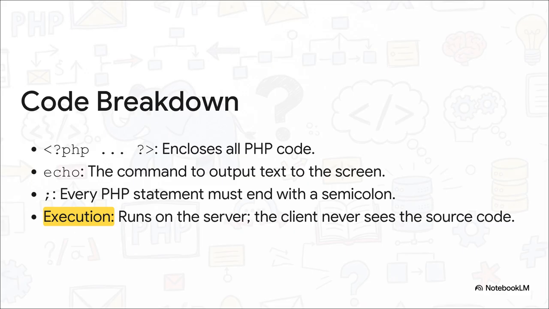Then you have echo. That's maybe the simplest and most common command. It just means print this to the screen. And finally, the semicolon. This is super, super important. Every single statement in PHP has to end with a semicolon. It's like the period at the end of a sentence. If you forget it, PHP gets very confused. The result of all this? The server processes it and just sends the simple text, hello PHP, to the browser.